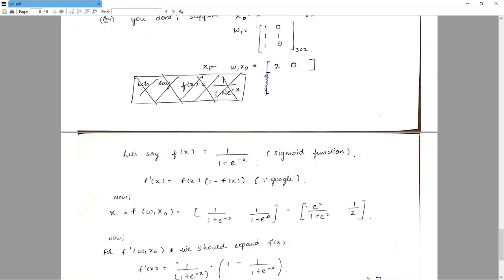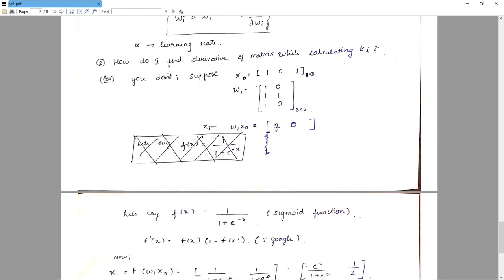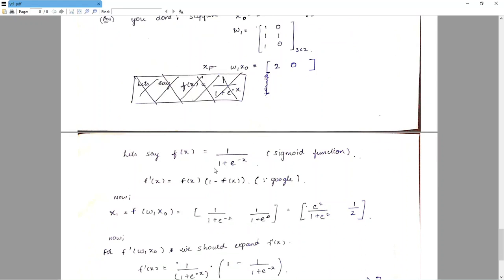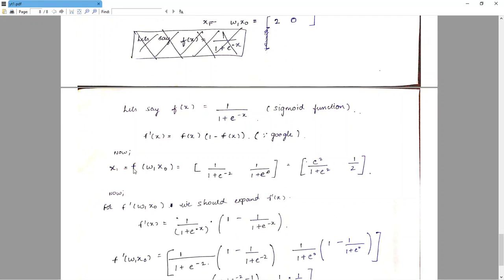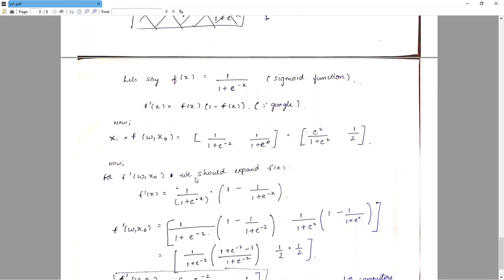Function of w1 x0 is nothing but 1 by e power, in this function you substitute these values 2 and 0. X1 is 1 by 1 plus e power minus 2 and 1 by 1 plus e power 0. Now you know where I'm going, right?